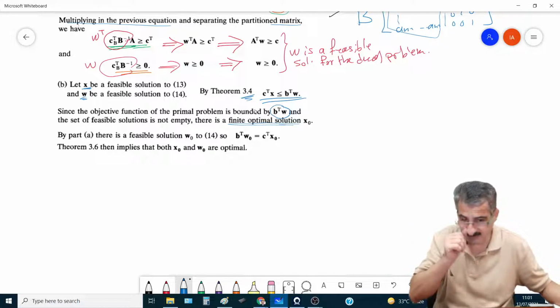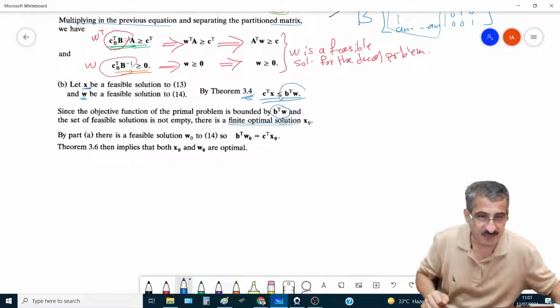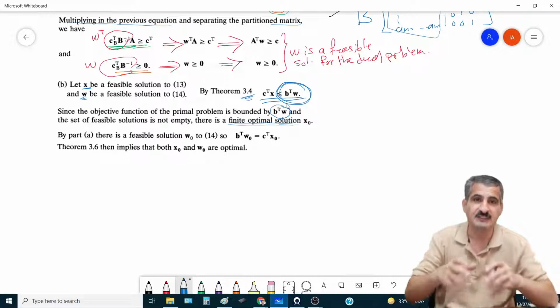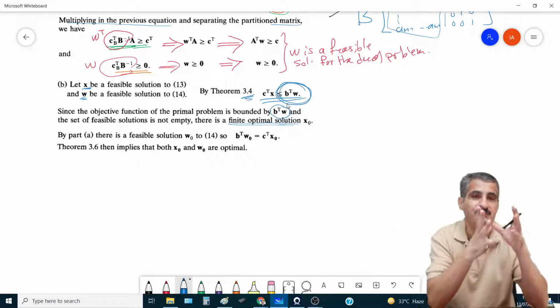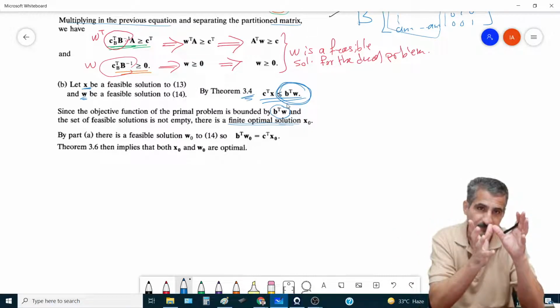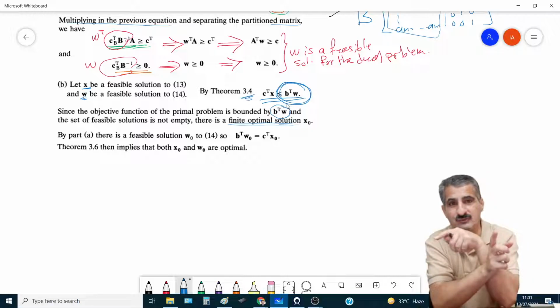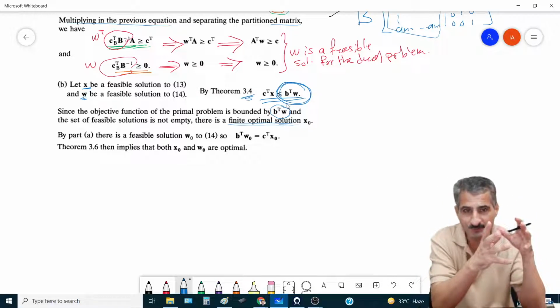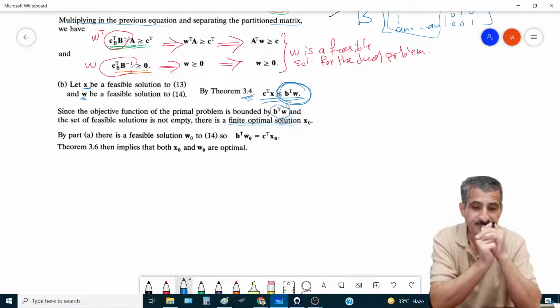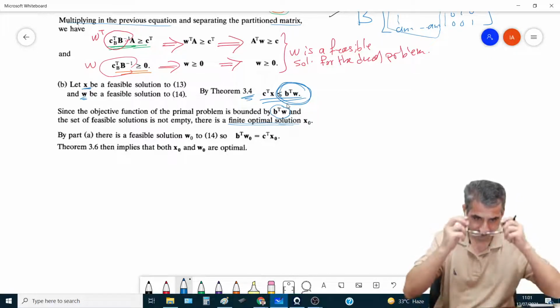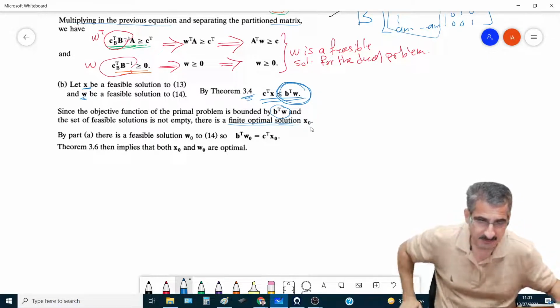Okay, now what it says, this value here is bigger than the objective function of the primal solution at any feasible solution. So this is a bound. So for any feasible solution for the primal, the value of the objective function is less than this bound. So that means there must be an optimal solution, which is X naught.